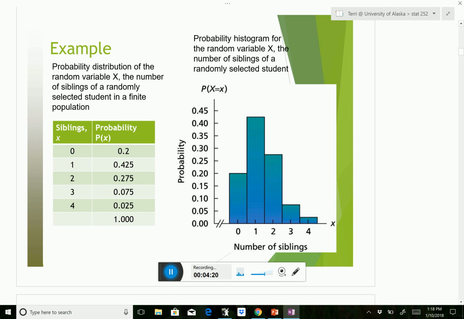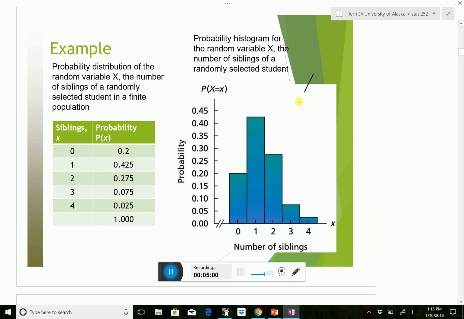So here's a probability distribution for the random variable x, the number of siblings of a randomly selected student in a finite population. So perhaps one class or a couple of classes or what have you. The probability someone had 0 siblings was 20%, 1 sibling was 42.5%, 2 siblings 27.5%, 3 siblings 7.5%, and 4 siblings was 2.5%. Nobody in this finite population had more than 4 siblings. So the probability histogram looks like this.